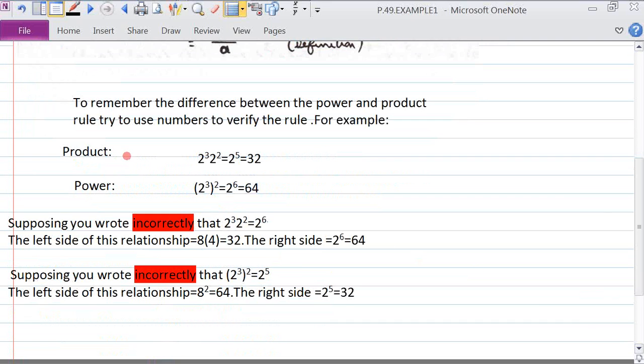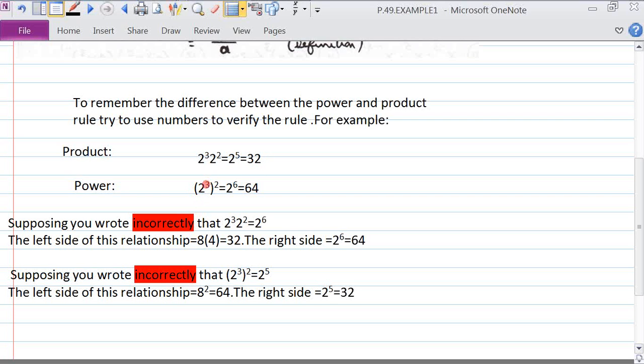Just something that might be useful when you are trying to distinguish between the product rule and the power rule. We use some numbers here. For a, we put in the number 2, and we multiply 2 cubed by 2 squared. Using the product rule, we add 3 and 2, and we get 5. And 2 to the 5th is 32. If you multiply 2 by itself 5 times, you get 32.